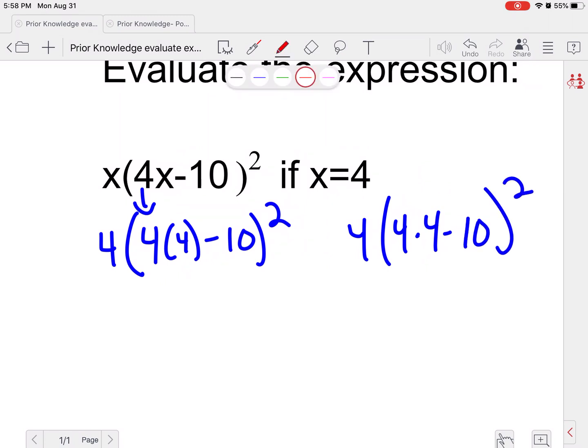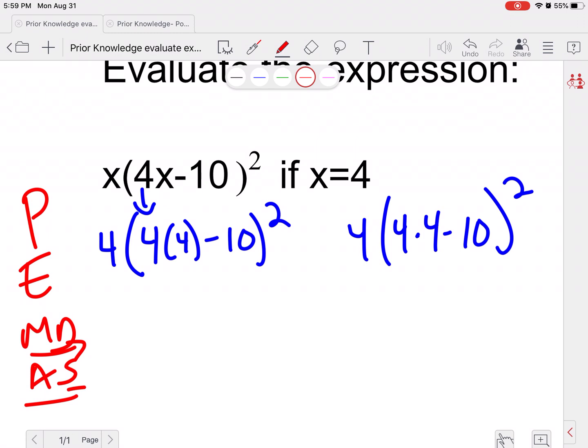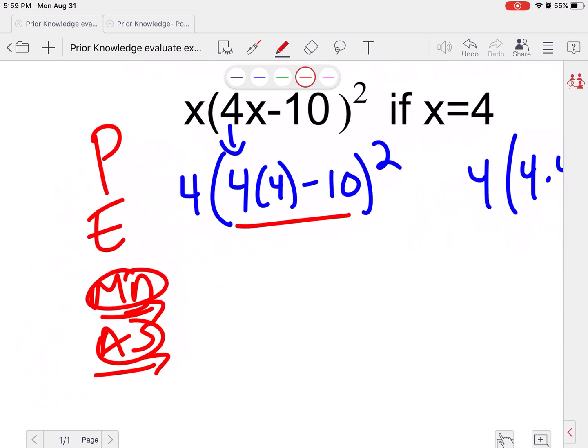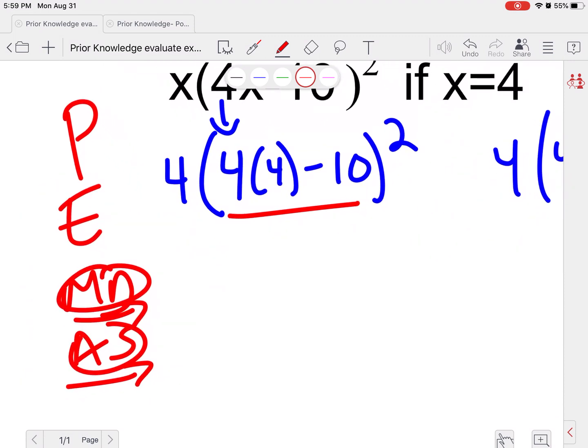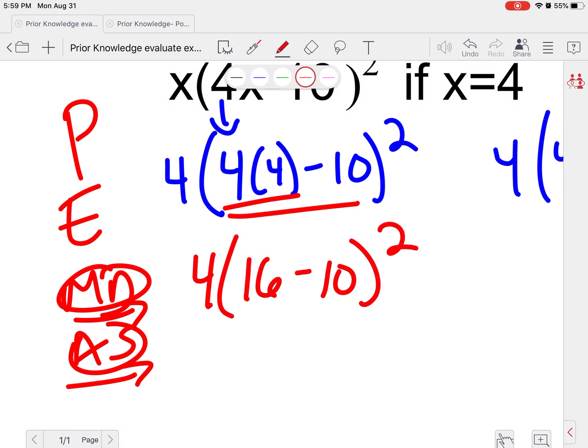Okay. So then remember, we need to follow PEMDAS. Okay, so we need to do everything inside parentheses first. Okay, and once we're in the parentheses, we still follow the PEMDAS. So we would do our multiplication and division first, then addition, subtraction. There's no exponents inside this set of parentheses. So we're going to do 4 times 4, which is 16. So we'll have 16 minus 10 squared.